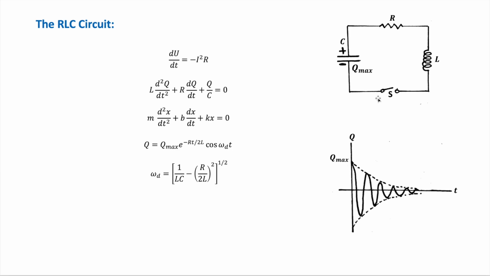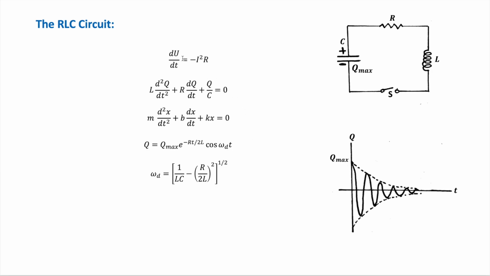The total energy stored in the circuit at any time is as before given by Q squared over 2C plus half L i squared, as in the previous slide. But in this case, due to the resistance in the circuit, this total energy is no longer constant and is dissipated with time as heat.